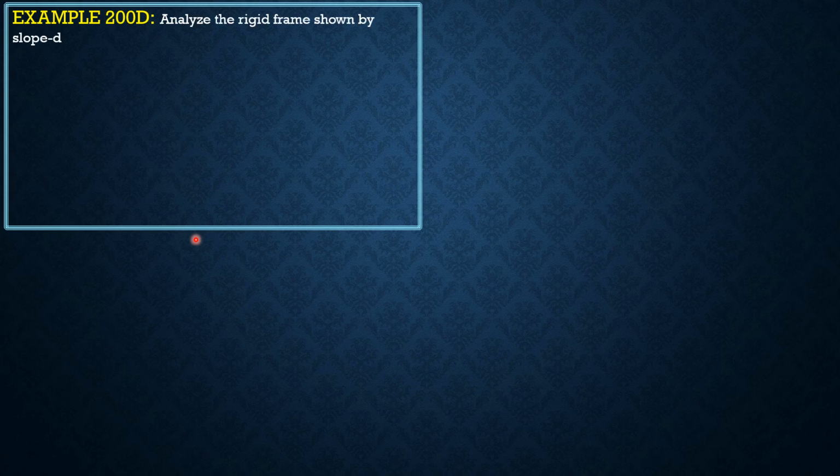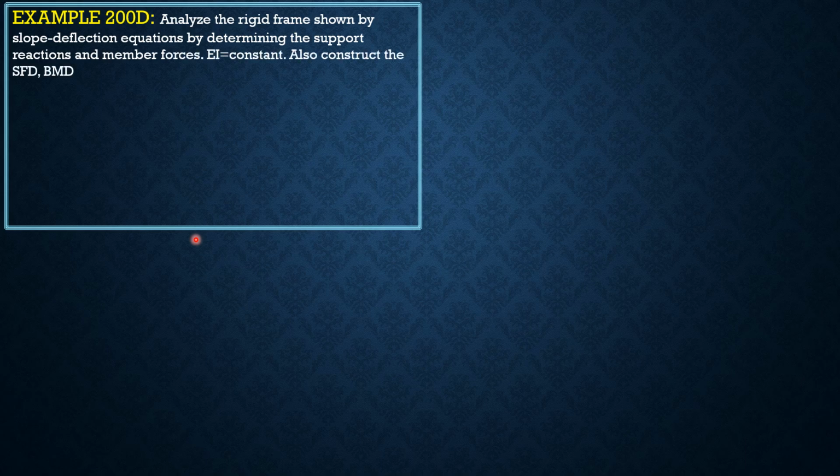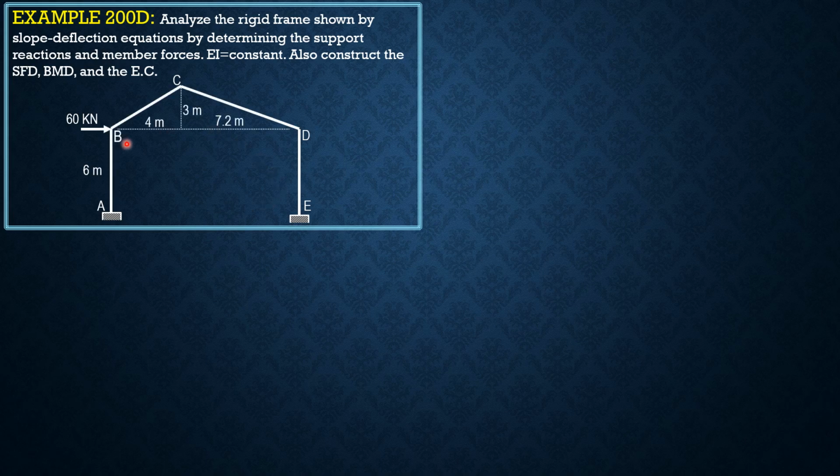Analyze the rigid frame shown by slope deflection equations by determining the support reactions and member forces. EI is constant. Also construct the shear force diagram, the bending moment diagram, and the elastic curve. So here is the figure, and for this subject, this is the last example that I'll present.